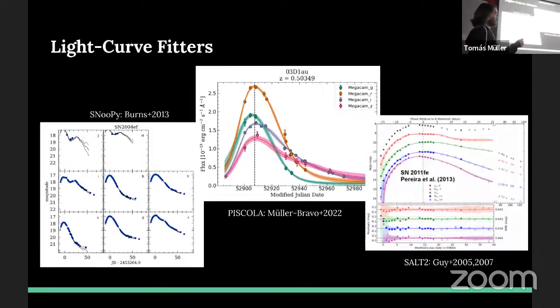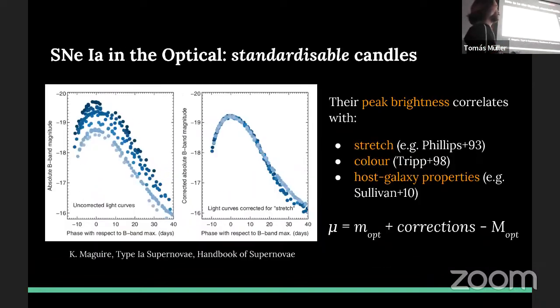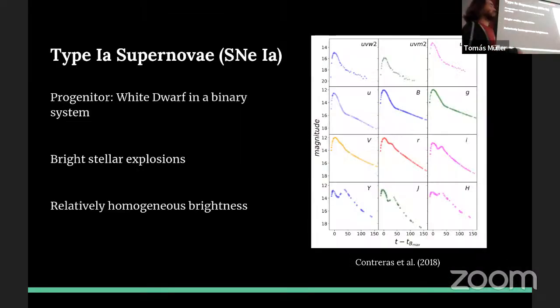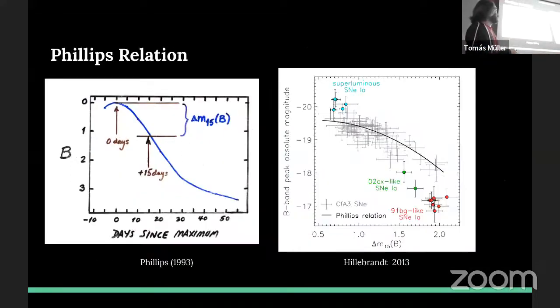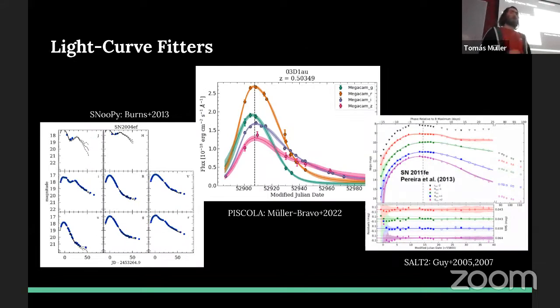Now, to obtain parameters such as color and stretch, we get them from the light curve. But usually you don't have a complete light curve, or a nice data set like the one I showed here. This is very rare, mainly for nearby supernovae. Even for nearby ones, you have large gaps in the data. So for that, we use light curve fitters to have a continuous light curve and to extract light curve parameters.